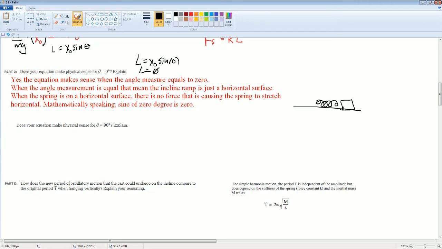Does your equation make sense when theta equals 90 degrees? Let's see if that works mathematically. L is equal to x naught sine of 90 degrees. Sine of 90 degrees is 1, so L should be equal to x naught.